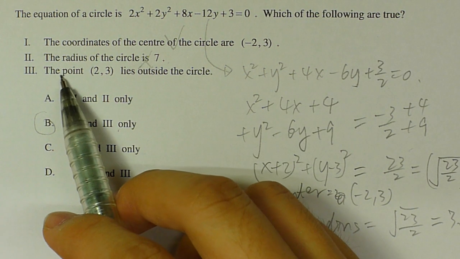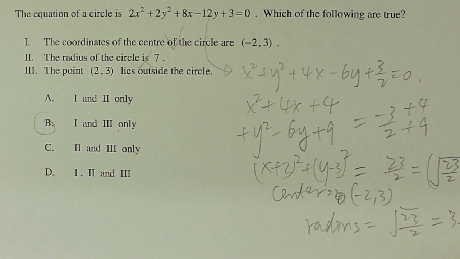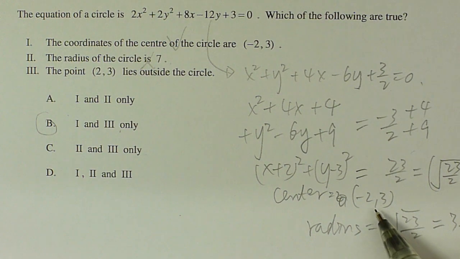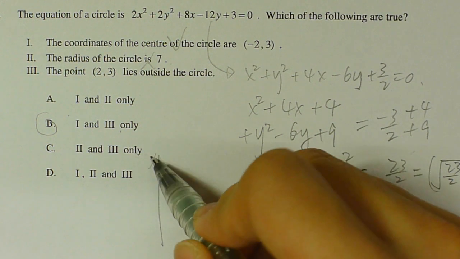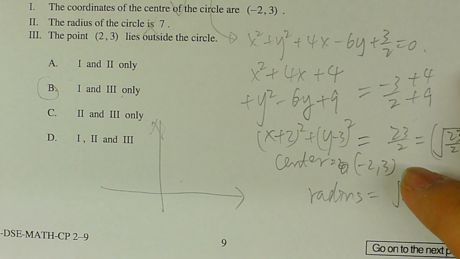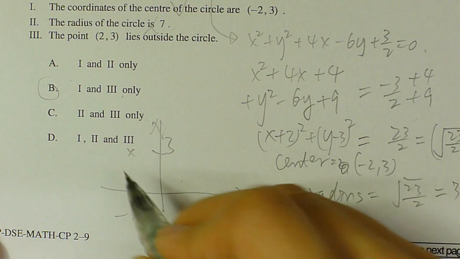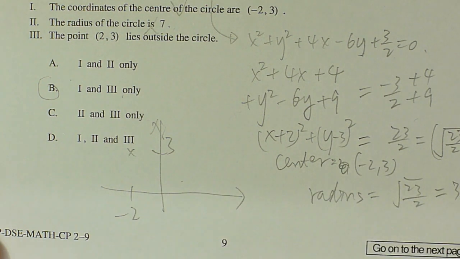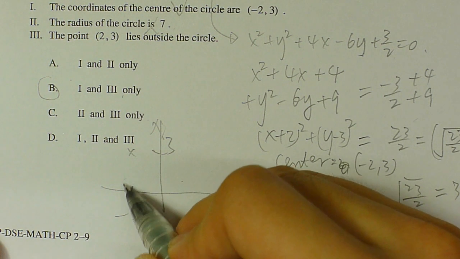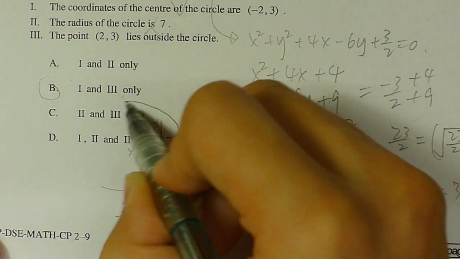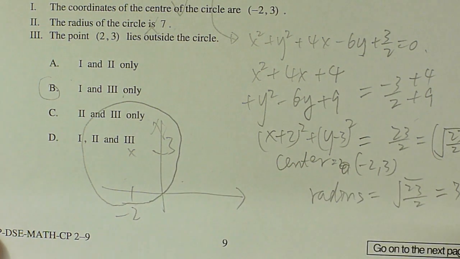But still, I would like to show you why statement 3 is correct. From our findings, negative 2 and 3 is the center of the circle. So if we roughly draw a graph, the center of the circle is here, and since the radius is 3.39, the circle should be something like this.